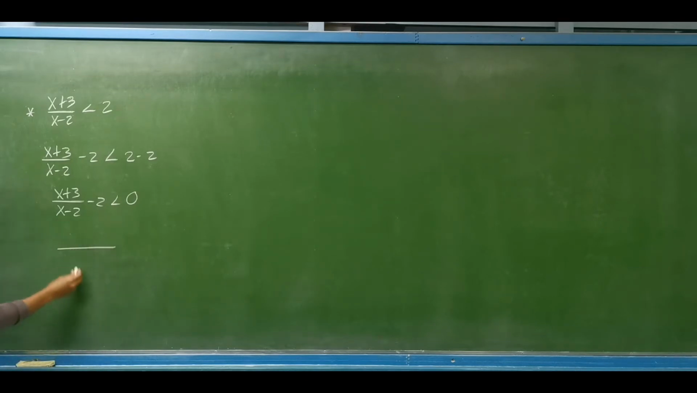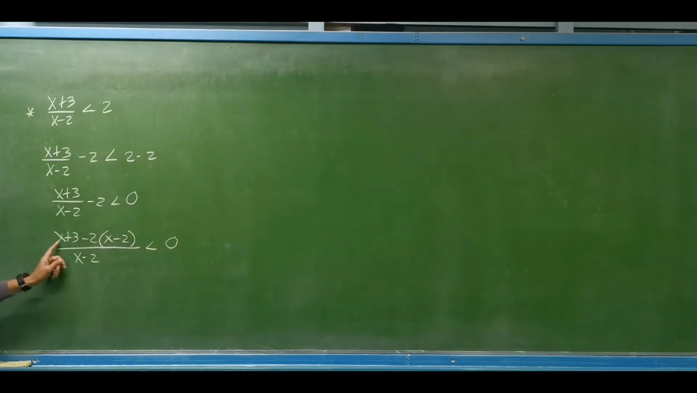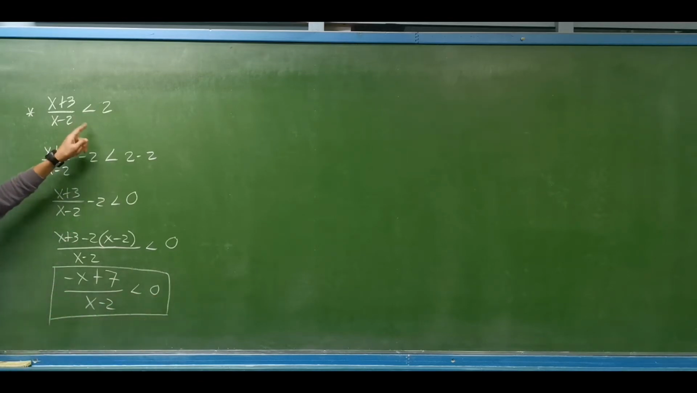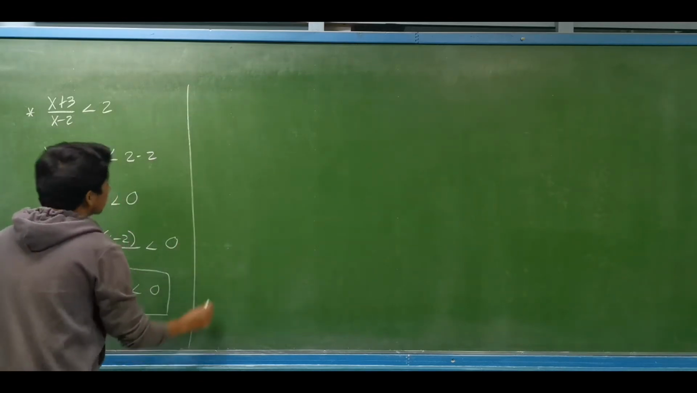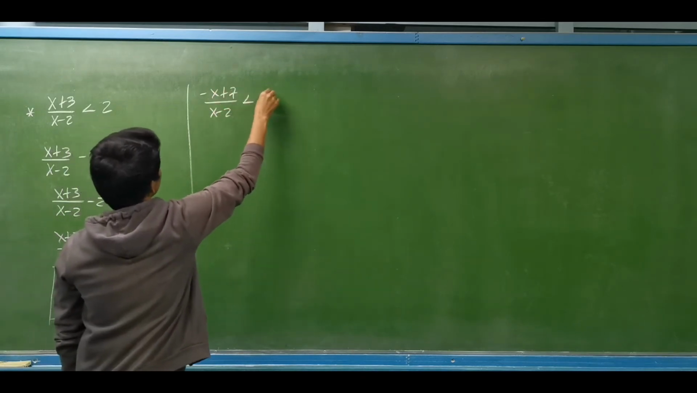Then we have a common denominator here, x - 2: (x + 3 - 2(x - 2))/(x - 2) < 0. So we have x - 2x, which is negative x, plus 3 minus 2 times negative 2, so it's the same as 3 + 4. We have 7 divided by x - 2... So this is the simplified form of the given: (-x + 7)/(x - 2) < 0.